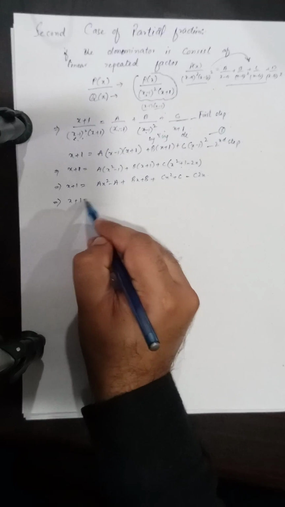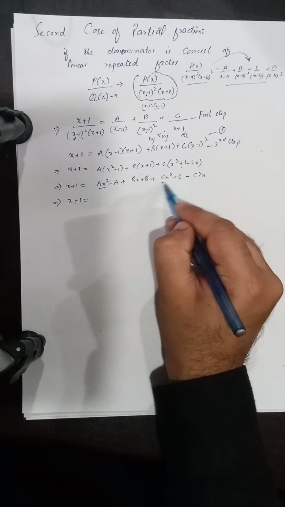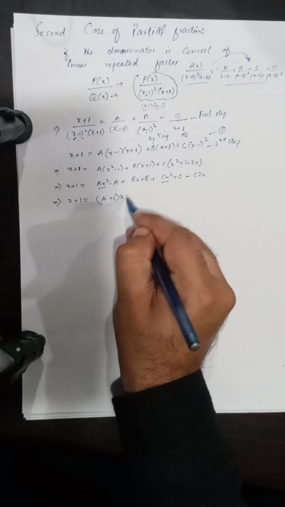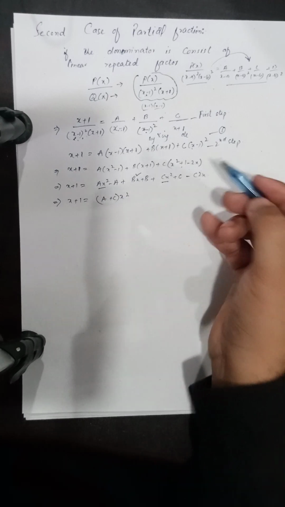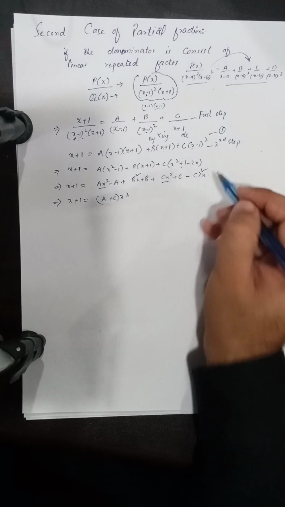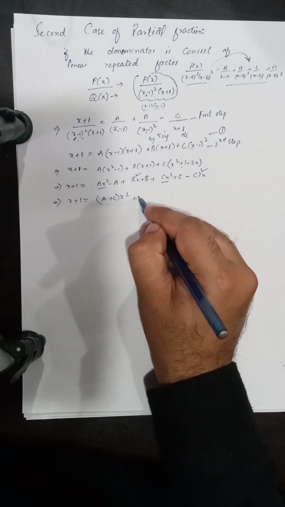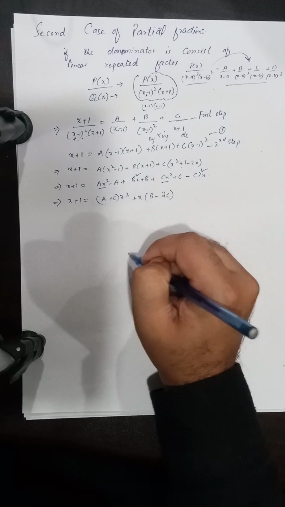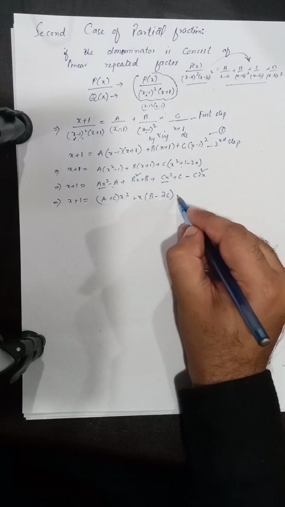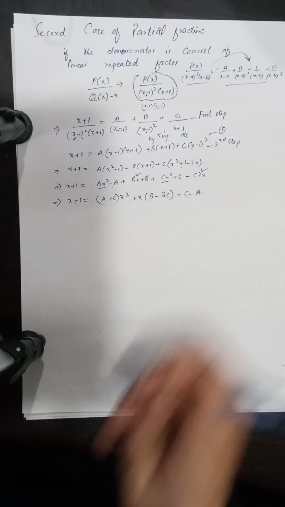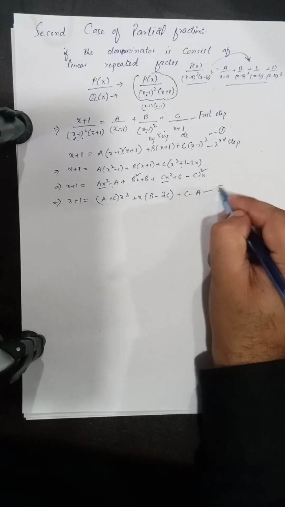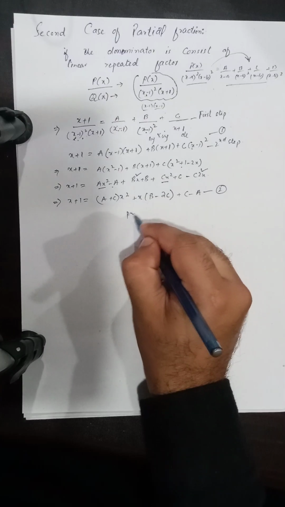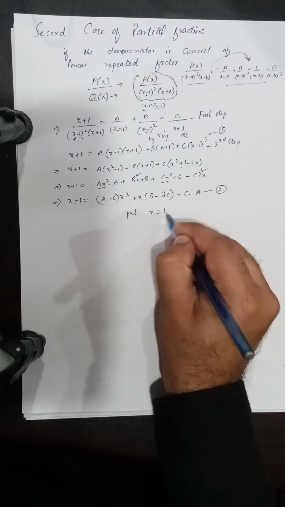So x plus 1 is equal to: the x square terms are here, so (a plus c) into x square; the x terms are here, so plus x into (b minus 2c); and the constant is plus (c minus a) plus b. This is equation 2.